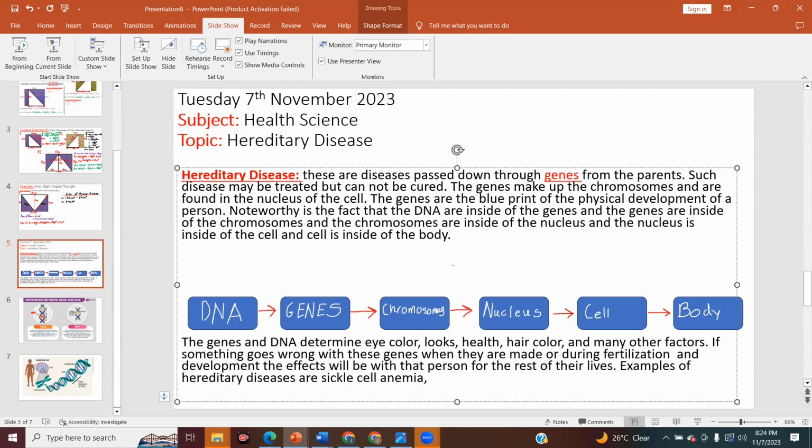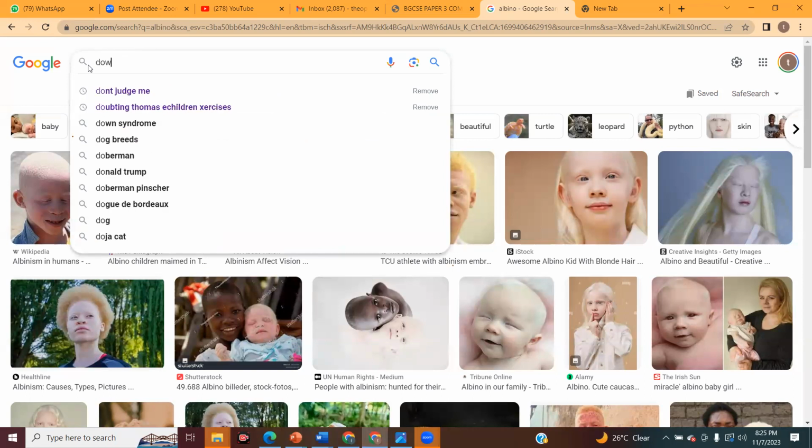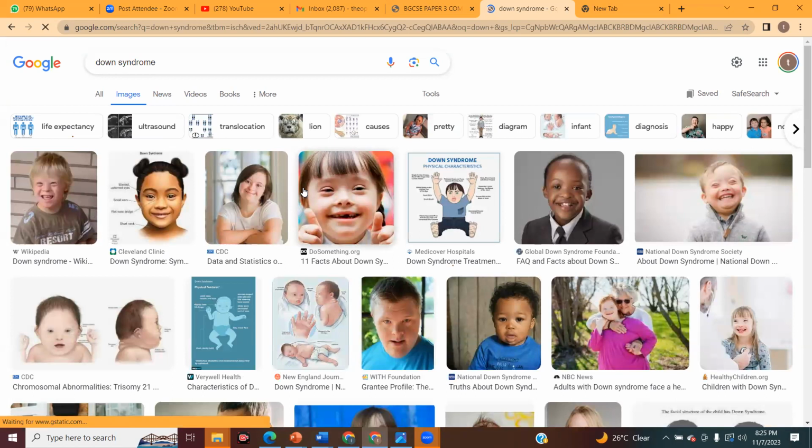What else? How about Down syndrome? Does anyone know anyone with Down syndrome? Let me just show Down syndrome for people who don't know it. I'm sure you've seen babies with Down syndrome. This is Down syndrome. So Down syndrome is basically when there are 47 chromosomes in a nucleus instead of 46.